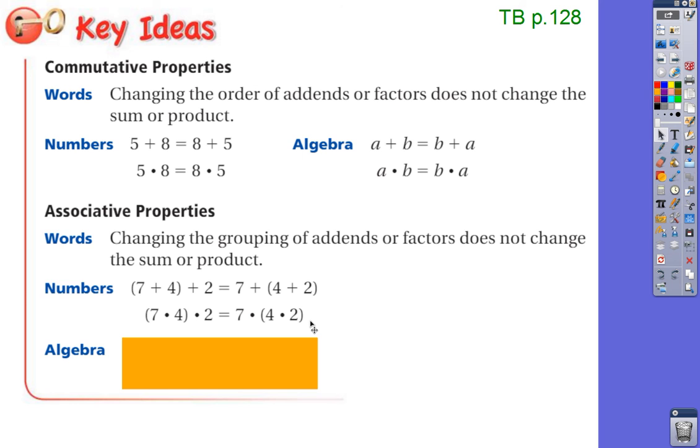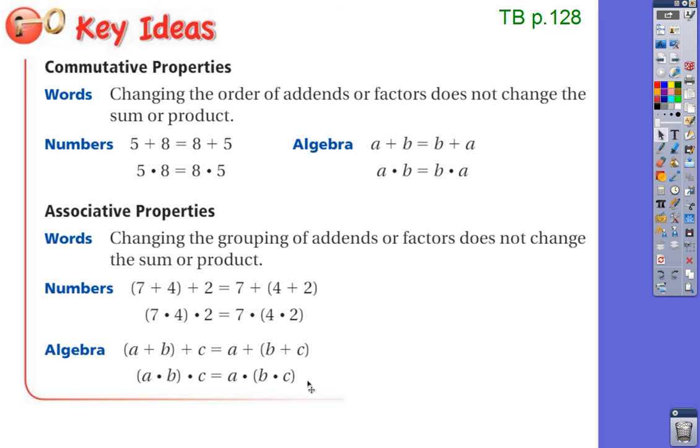If I have, in parentheses, 7 times 4, times 2, it is going to equal 7 times, in parentheses, 4 times 2. Either way, I'm going to get the same answer. The same is true with algebra. If I had, in parentheses, A plus B, plus C, that's going to give me the same answer as if I move the parentheses around the B and C instead. The same is true with multiplication. So once again, these are the commutative and the associative properties of multiplication and addition.